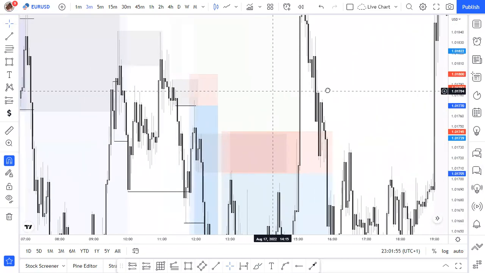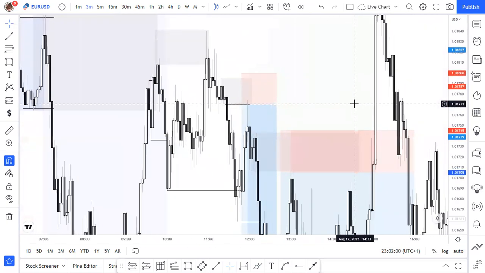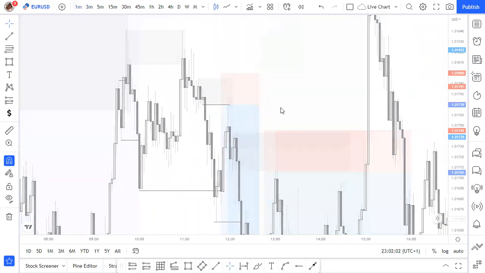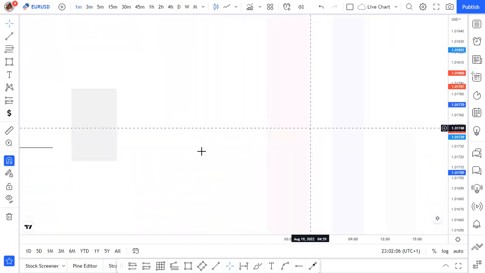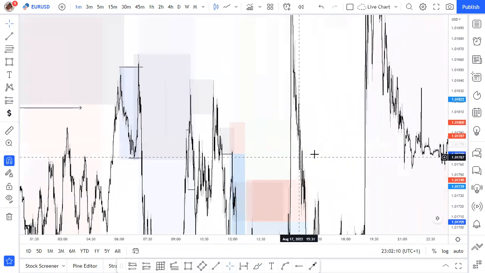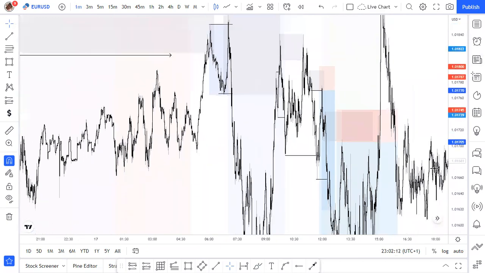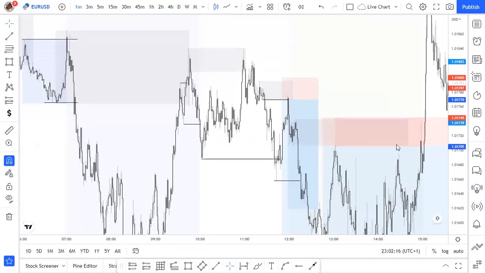Because the structure on the 1 minute wasn't the zones on the 1 minute, but they weren't really clear. So that's one reason why I didn't use them. So that was the first trade, and then how I normally manage my trades is, once I get a break of structure.